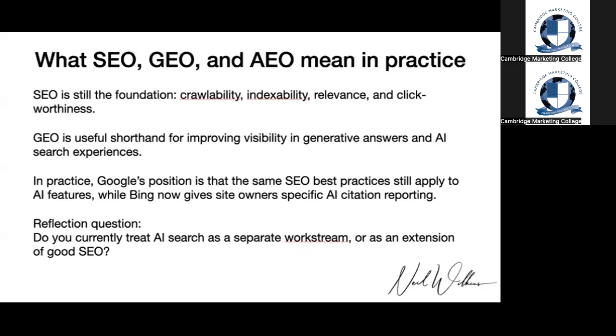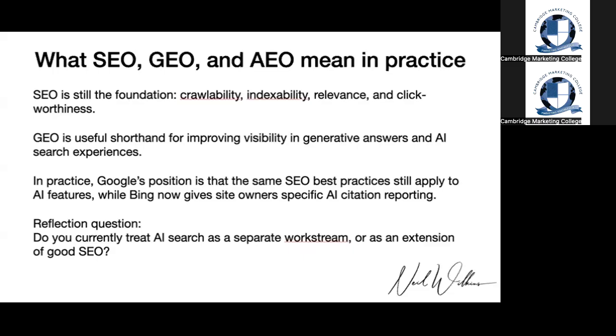So if you're thinking about treating AI search as a separate entity, then the good news is it is very much an extension of good SEO right now. So that's the good news: if you're doing stuff well at the moment, it's about extending it and making it even more applicable. It's not about reinventing anything. It's just about doing the good stuff even better.